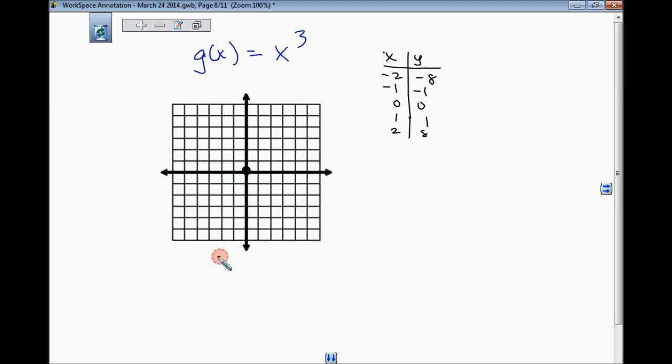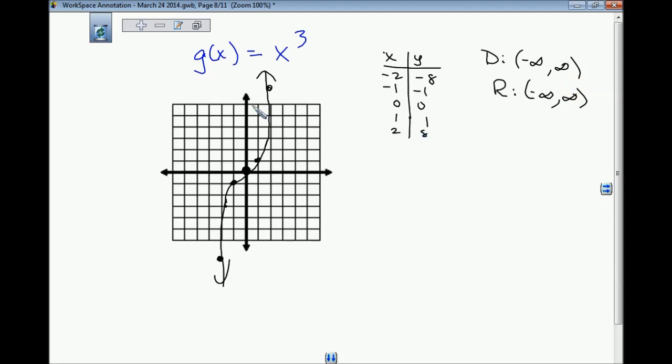Over 2, down 8, which takes me off my graph a little bit. Over 1, down 1. Right 1, up 1. Right 2, up 8. Off the graph once again. So it does pass through here nicely. This is my best effort at drawing this function. Okay. So there we go. This is x cubed. And so we know the domain of this one is from negative infinity to positive infinity. The range is also from negative infinity to positive infinity.